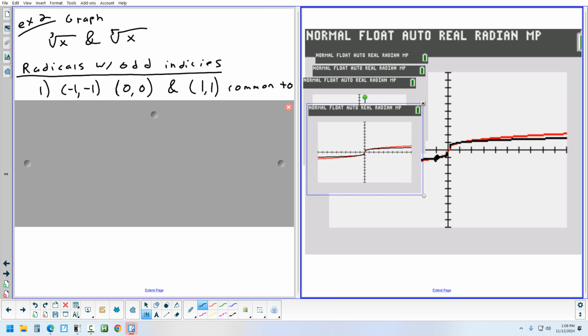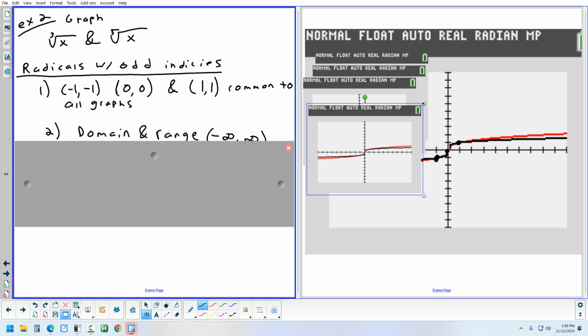That's right here. 0, 0, and 1, 1. Okay. Let's look at the domain. How far left and right does this graph go? Infinity. Yeah. So the domain is all real numbers, and the range is also all real numbers. It's going to keep going up forever, and it's going to just keep going down.